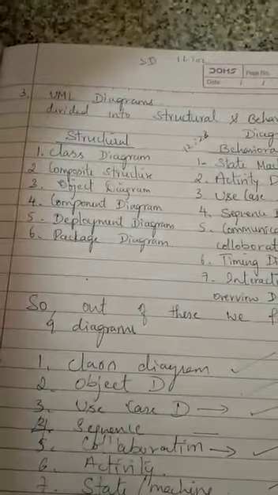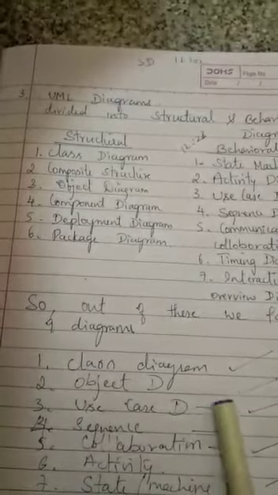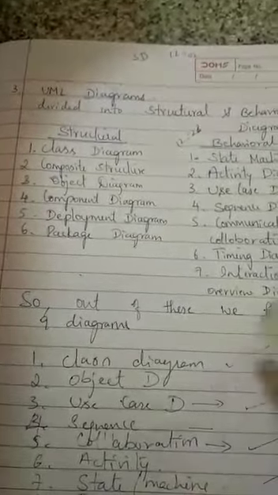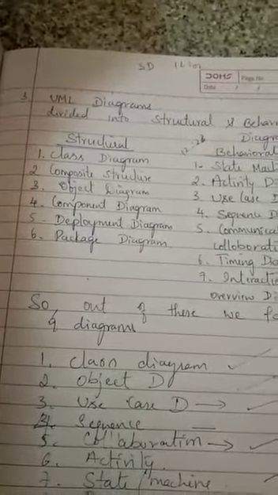So second is the composite structure diagram. These diagrams are used to represent the internal structure of a class and its interaction with other parts of the system. The composite structure diagram is used to represent the structure of the class and also the interaction between the parts of the system.